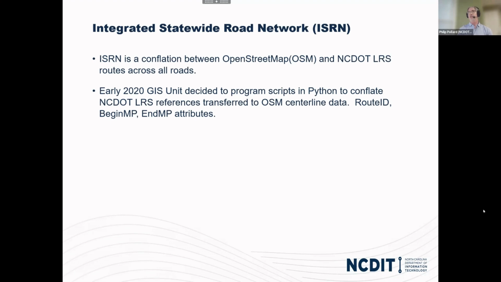In early 2020, what I said before was that there are some companies that were doing conflation with OpenStreetMap center lines. So we decided to do a Python script, and we thought that it was a good conflation for it. And we moved forward from that. And like I've said, we've transferred the route ID and then the beginning and ending mile points onto the OpenStreetMap center lines.